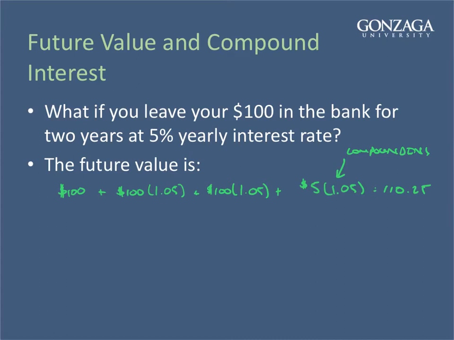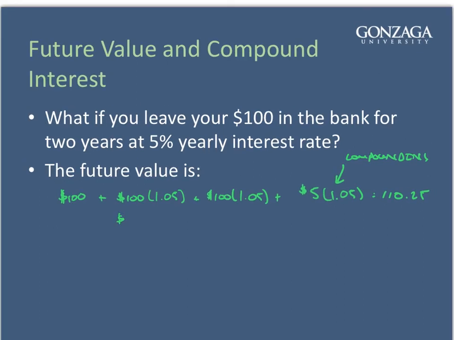If you recognize what kind of polynomials look like, really you end up with $100 times 1.05 times 1.05, because there was 105, we just pulled out that 5 right up here. So really we get $100 times 1.05 squared, which is 110.25.